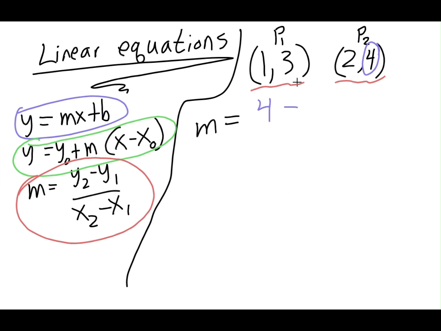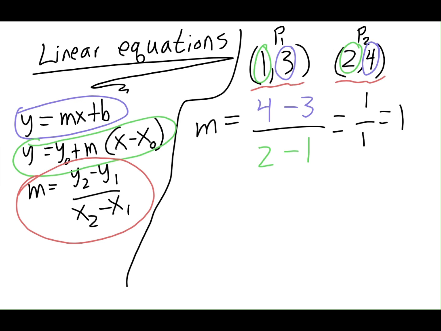And y1 is going to be the y value on point 1, so 3. And then we'll divide by, same idea for x. We have x2, which is 2, minus x1, which is 1. So then that's 4 minus 3 is 1 over 1. So the slope is 1.